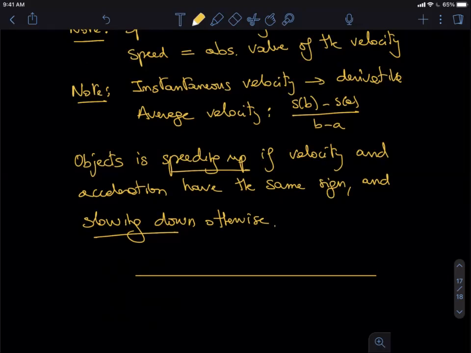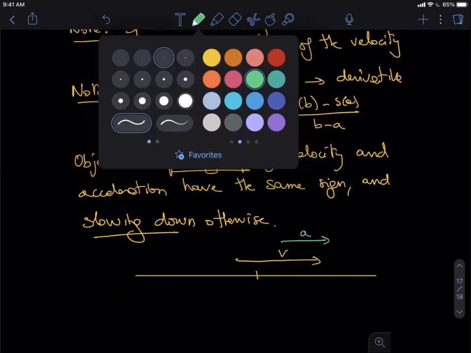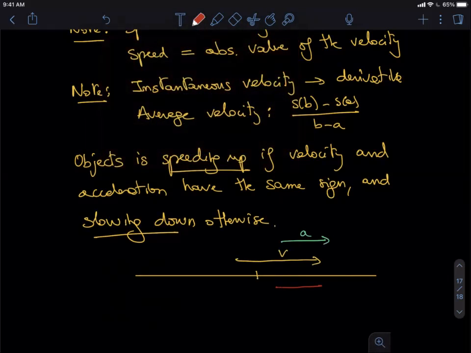So if we have, here we have, this is a road and some object is moving in this direction. It will be speeding up, let's use green for that, if the acceleration is going in the same direction. It will be slowing down if the acceleration goes in the opposite direction, because then it's subtracting, it's fighting v.